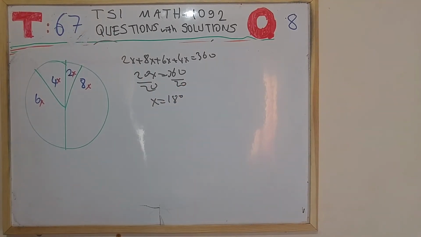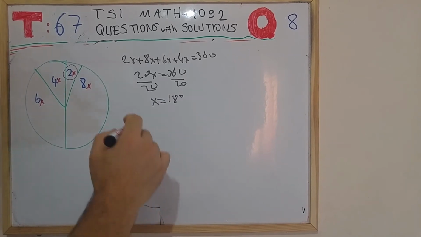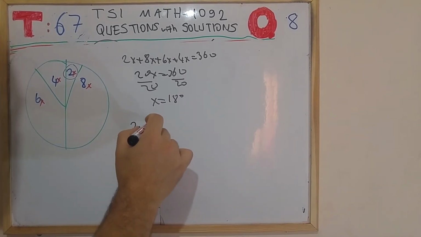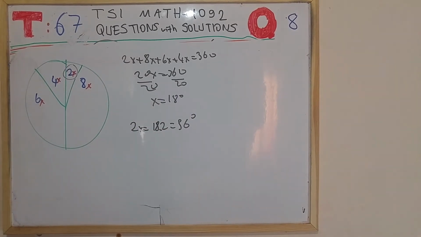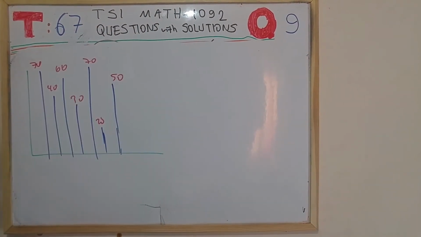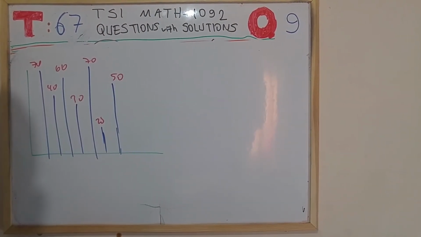They're asking me to find out the angle of Oklahoma, which is proportional to 2. So what I am looking for is equal to 2x, which is equal to 18 times 2, which is equal to 36 degrees.